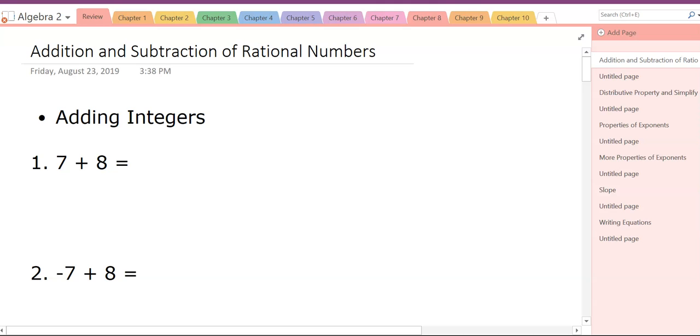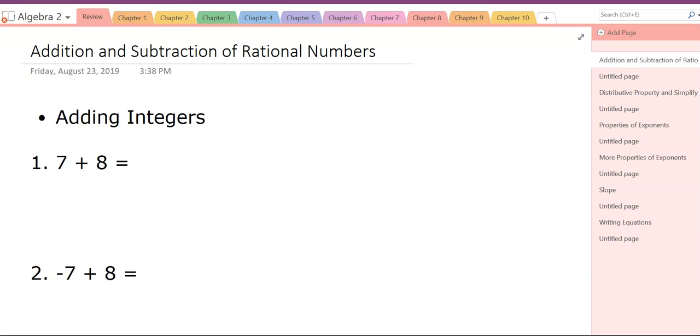For this first section of the review chapter, before we get into chapter 1, I'm going to go over addition and subtraction of rational numbers. So the first thing I want to go over is how to add integers. Most of the time, if numbers have the same sign, so they're both positive or they're both negative, you add them as normal and you keep the sign. If they have opposite signs, you need to find the difference between the two and take the sign of the larger of the two numbers.